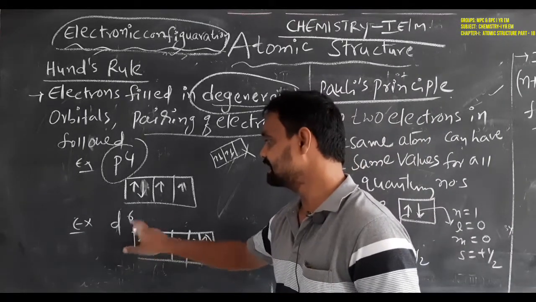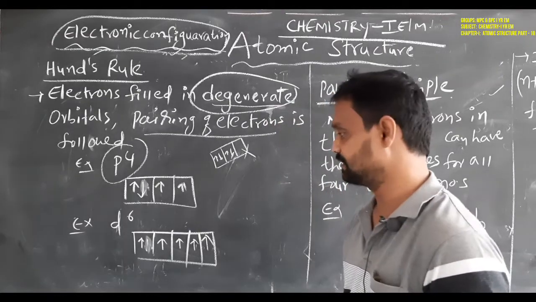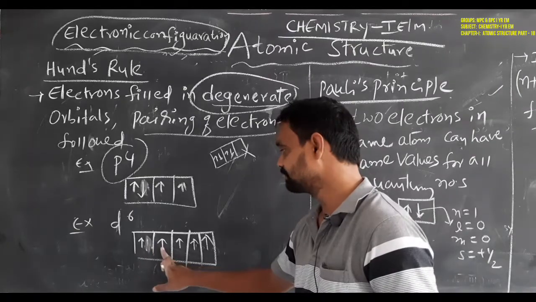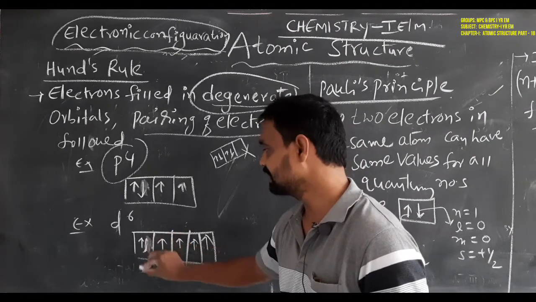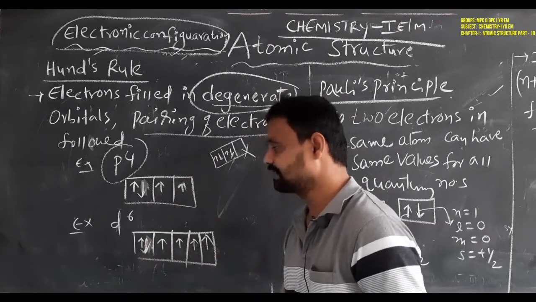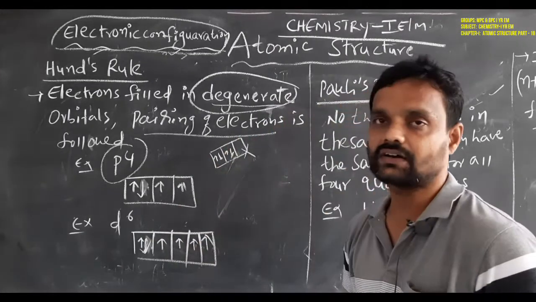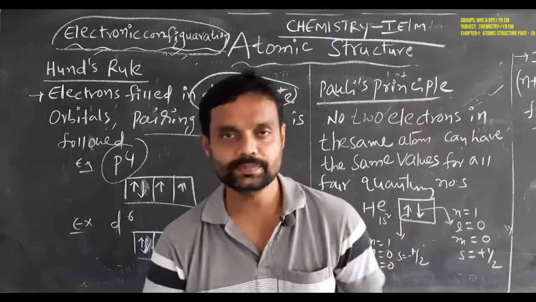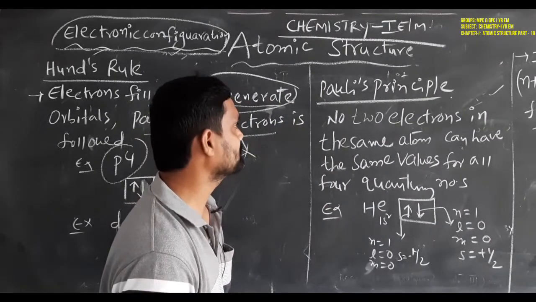Similarly, in d6, that means in the d orbital 6 electrons are present. First we fill the single electrons, 1, 2, 3, 4, 5, then pairing of electrons is possible. So this is about Hund's rule. Next we move to Pauli's principle. The third rule is Pauli's principle.